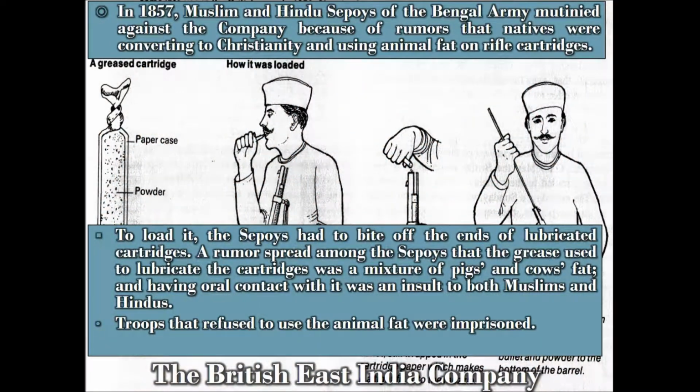The company faced even more trouble when in 1857, Muslim and Hindu sepoys of the Bengal army mutinied against the company because of rumors that natives were converting to Christianity and using animal fat on rifle cartridges. To load the rifle, the sepoys had to bite off the ends of lubricated cartridges, as indicated on the picture on the slide. A rumor spread among the sepoys that the grease used to lubricate the cartridges was a mixture of pigs' and cows' fat, and having oral contact with it was an insult to both the religion of Muslims and Hindus. Troops that refused to use the animal fat were imprisoned.